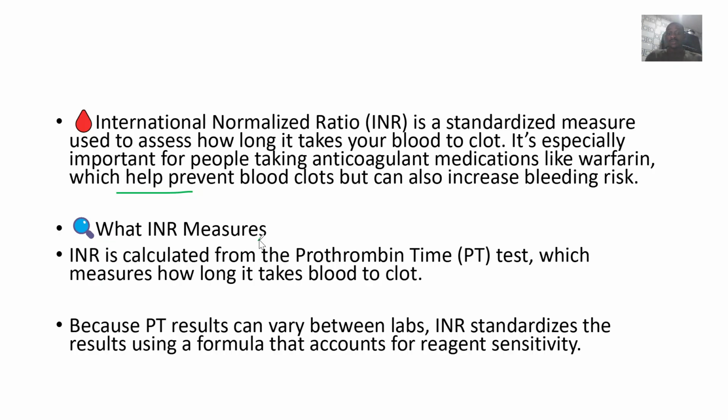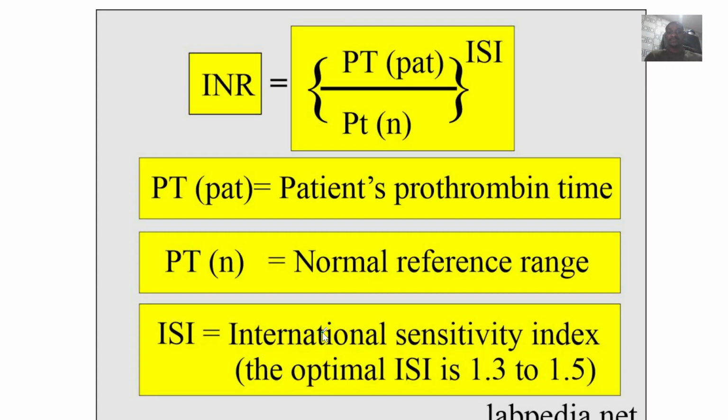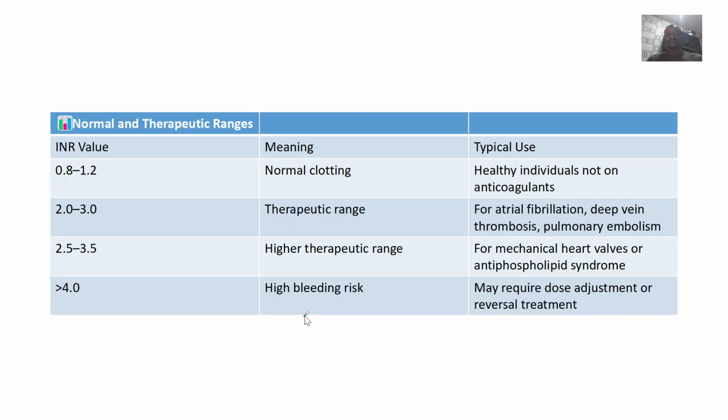So for how long it takes for somebody's blood to clot, you first of all measure the prothrombin time. Because prothrombin results can vary between labs, the international normalized ratio standardizes the results using a formula. Do you understand? Now this is the formula. The PT patient is the patient's prothrombin time, while the PT normal is the normal reference range that everybody should work with. You understand? So the ISI is the international sensitivity index. So this is just it.